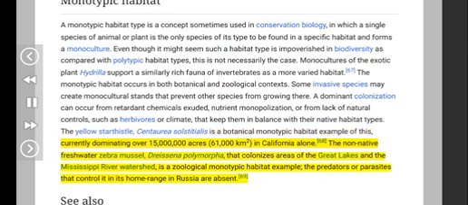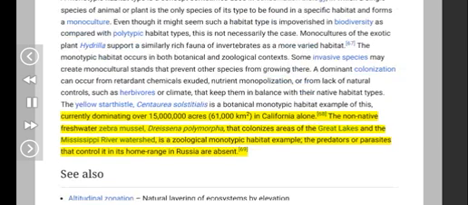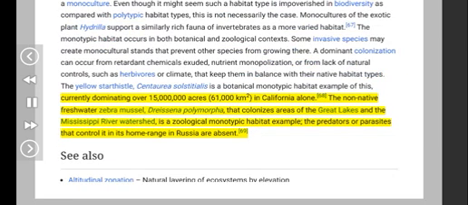68. The non-native freshwater zebra mussel, Dreissena polymorpha, that colonizes areas of the Great Lakes and the Mississippi River watershed, is a zoological monotypic habitat example. The predators or parasites that control it in its home range in Russia are absent.